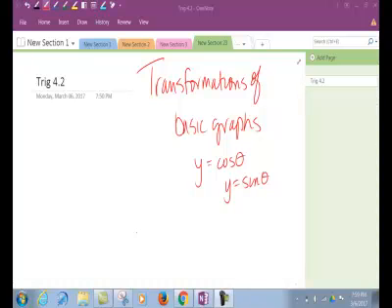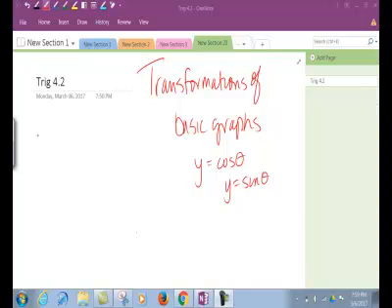Today we're going to do transformations of the basic graphs of y equals cosine theta and y equals sine theta. And so we're going to stretch and shift and compress using the transformation rules that we learned all the way back earlier this year. I think maybe chapter 2. It was a long time ago. All right, so here we go.